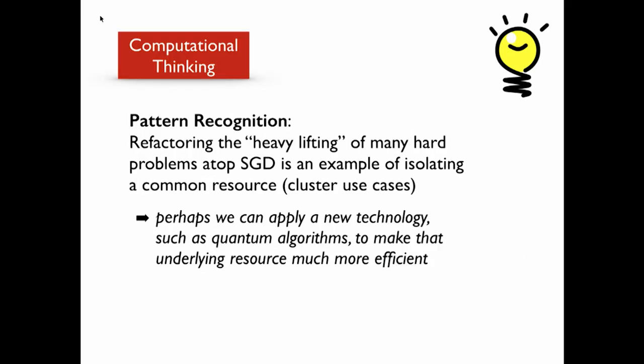In terms of computational thinking, here's a matter of pattern recognition. If we can recognize that, by refactoring these really complex machine learning problems, the heavy lifting all basically boils down to a lot of stochastic gradient descent, we can isolate that problem and say that we've got this common resource, these clusters running a lot of stochastic gradient descent. Perhaps we can apply a new technology, such as quantum algorithms, to cut that cost exponentially, make that underlying resource much, much more efficient. And I have a hunch that may be happening.